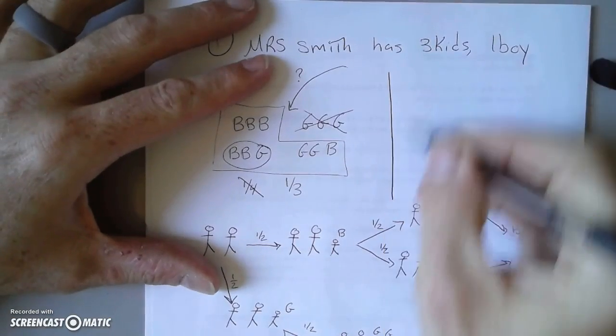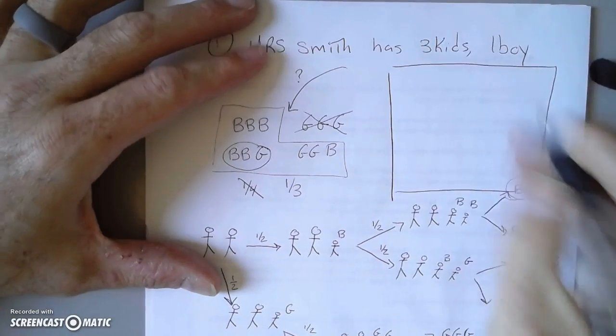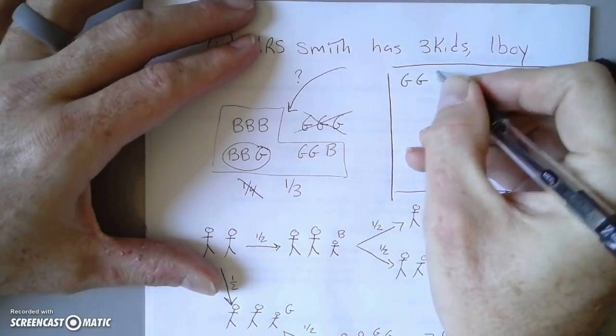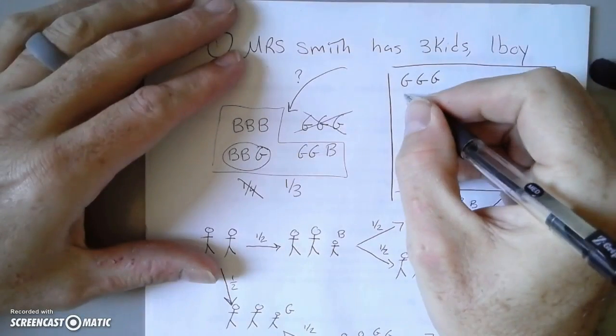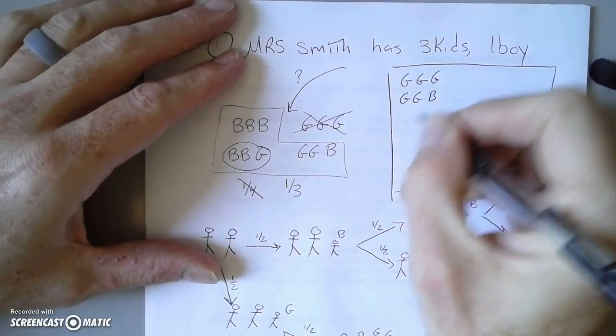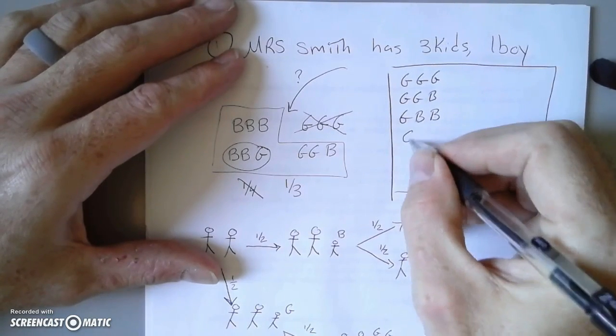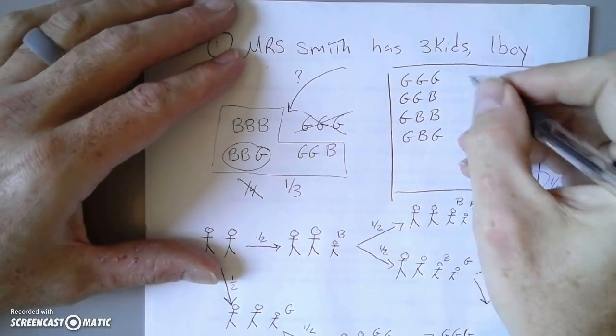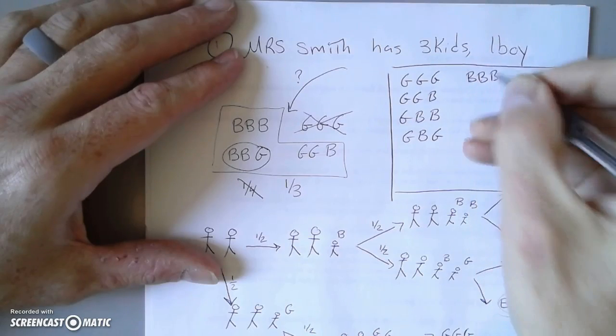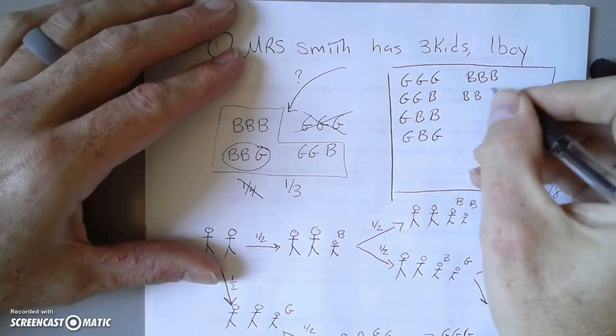So how do you solve the problem I asked you? Well, so there are 8 possible outcomes. Girl, girl, girl, girl, girl, boy, girl, boy, boy, girl, boy, girl. And then sort of the opposite.